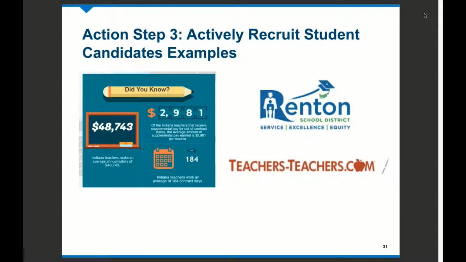Here are some examples of states that are actively recruiting teachers and Grow Your Own candidates, programs and districts. Indiana's website, which is on the left, a screenshot of that, is interactive and a concise one-stop shop for future educators to develop a deeper sense of what teaching entails. Additionally, in Washington State, Renton School District, which I encourage you to look up on the web, described one way that helped them effectively and actively recruit candidates.